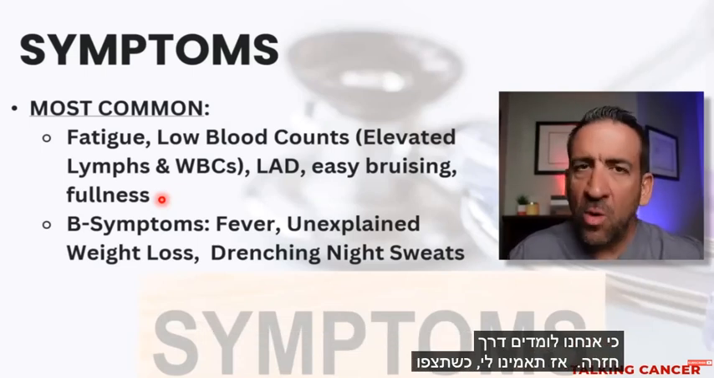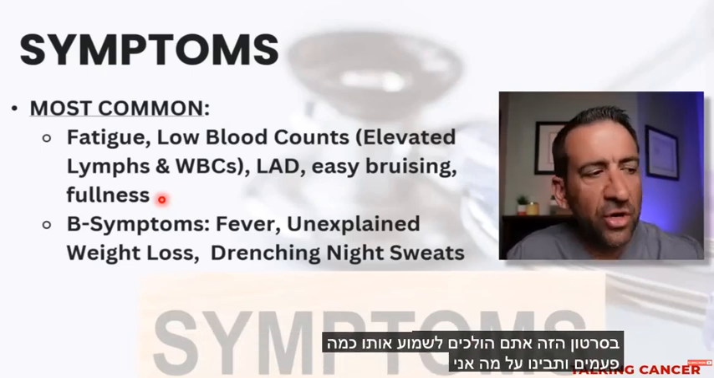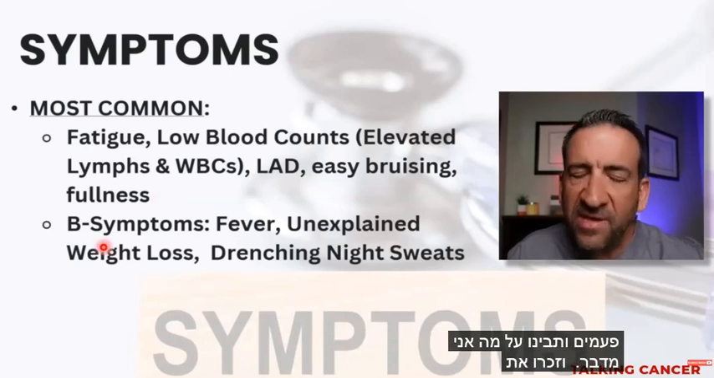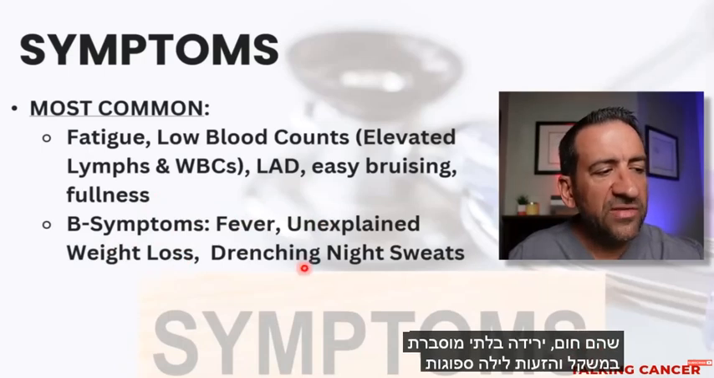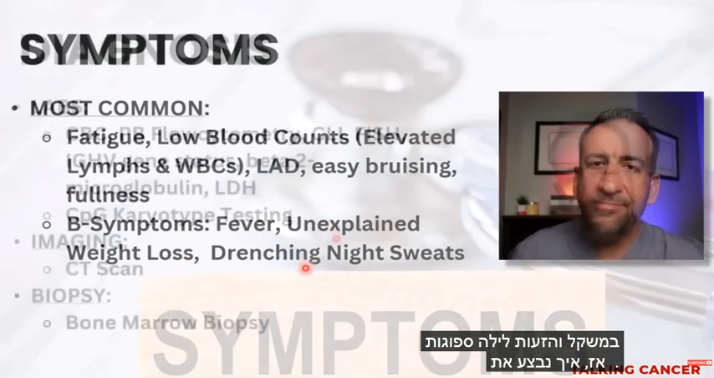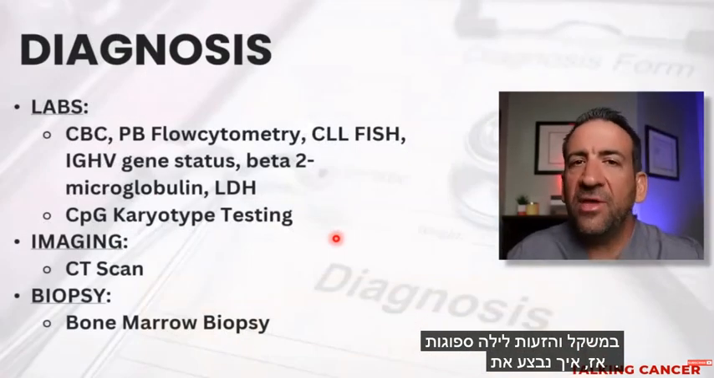So believe me, when you watch this video, you're going to hear it a few times and you're going to know what I'm talking about. And remember the B symptoms that we went over already, which are the fever, the unexplained weight loss, and the drenching night sweats. So how do we make the diagnosis?